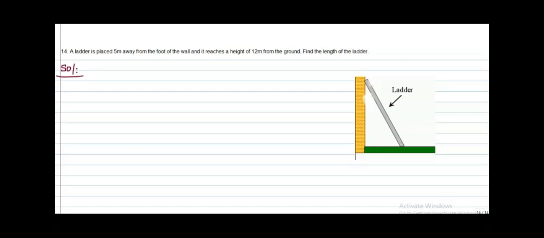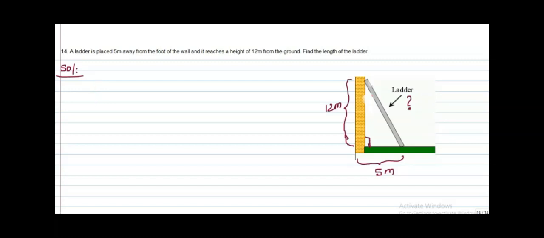Here what is given? A ladder is placed 5 meters away from the foot of the wall. So the distance between the foot of the ladder and the foot of the wall is 5 meters. And it is reaching a height of 12 meters. So this distance is 12 meters. And you are supposed to find out the length of the ladder. If you observe carefully, it's nothing but a right angled triangle. The floor, the ladder, and the wall, which forms a right angled triangle.